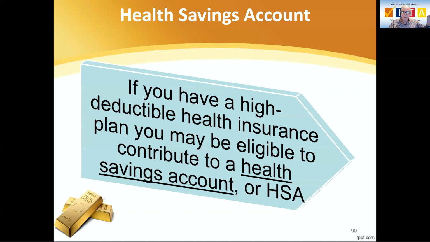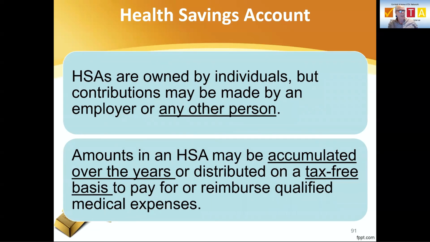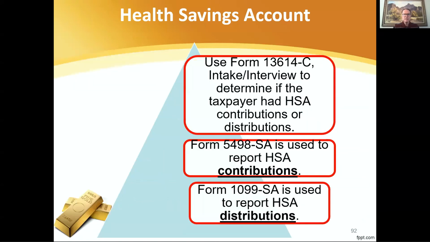Those are the expenses you've got to pay out of pocket before you get any insurance coverage. But then the employer contributes money to your health savings account, or they match what you put into it too. So it's your money, and it's kind of like the 401k style of it. An HSA is owned by an individual, but contributions can be made by any other person. Your grandma can make a contribution to your HSA, your aunt, your uncle, one of your friends at work. And the amounts can be accumulated over the years, or they're distributed on a tax-free basis to pay for or reimburse qualified medical expenses. Next slide.